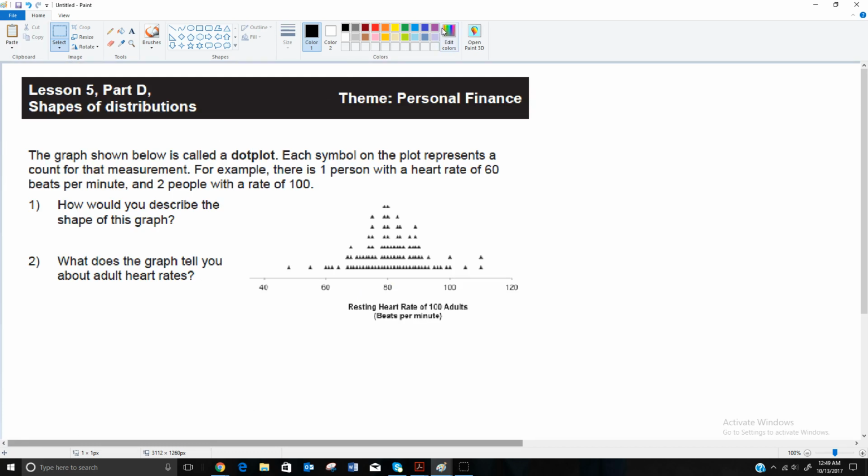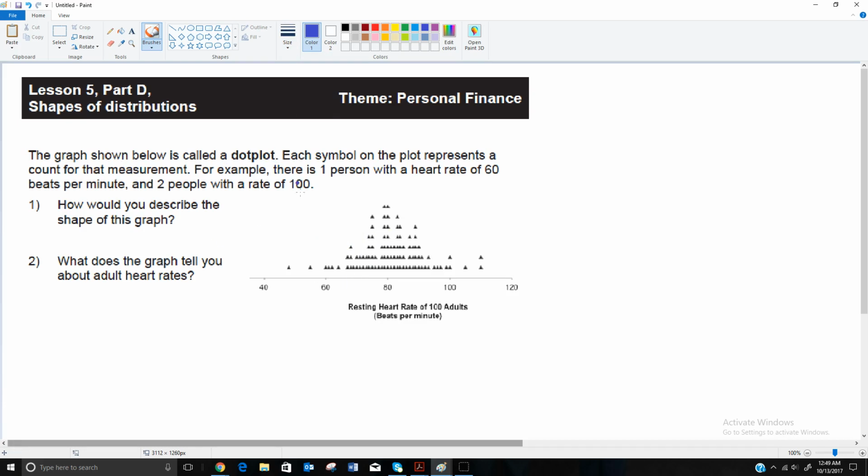So now we're going to finish up lesson 5 discussing shapes of distributions. And the first distribution that we're going to look at here is on the resting heart rates of 100 adults. So how many beats per minute the heart rate for these adults are.